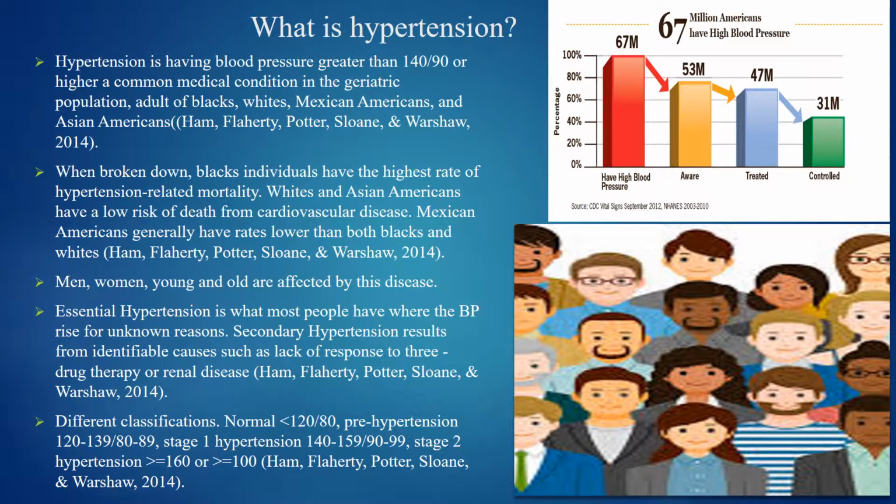Essential hypertension is what most people have. It's where the blood pressure rises for an unknown reason. Secondary hypertension is the result from identifiable causes, such as a lack of response to 3 different drug types. And then at the bottom, I have different classifications. Normal blood pressure used to be less than 120/80, but as you can see, that's considered prehypertension. And then it goes into stage 1 and stage 2 hypertensions.